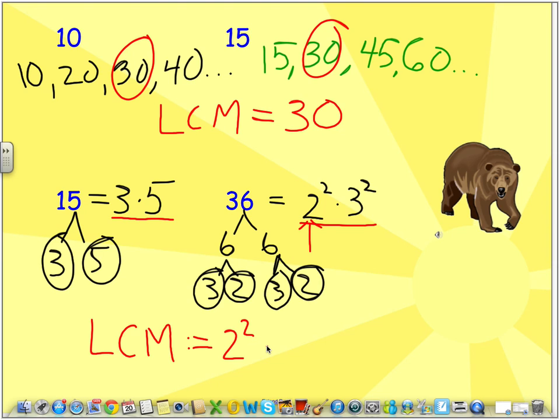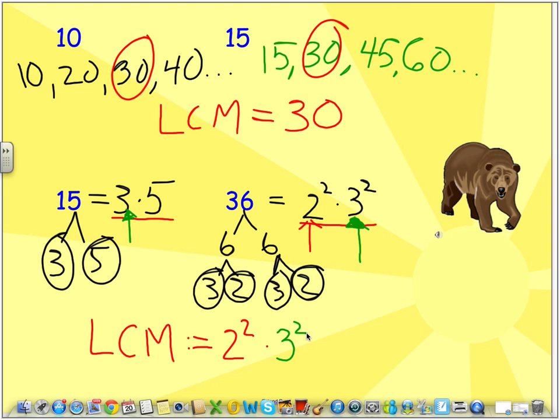Okay, times. Now I go to my 3's. I've got 3 squared here, and I've got 3 here. This one over here has 2 3's, 3 times 3. This one over here has 1 3. I don't combine them, I just look at which one has the most. This one over here has the most, so I'm going to list in my LCM 3 squared. Because I can find 1 3 in there, but I can also find 2 3's in there.